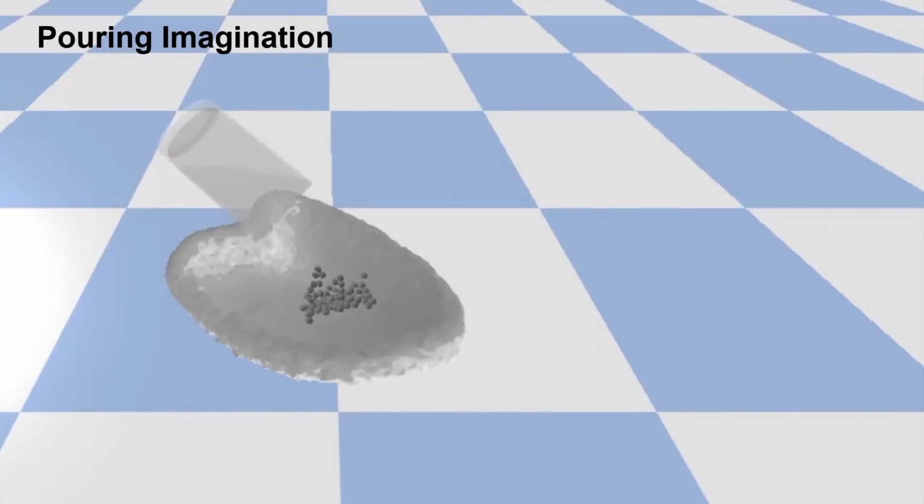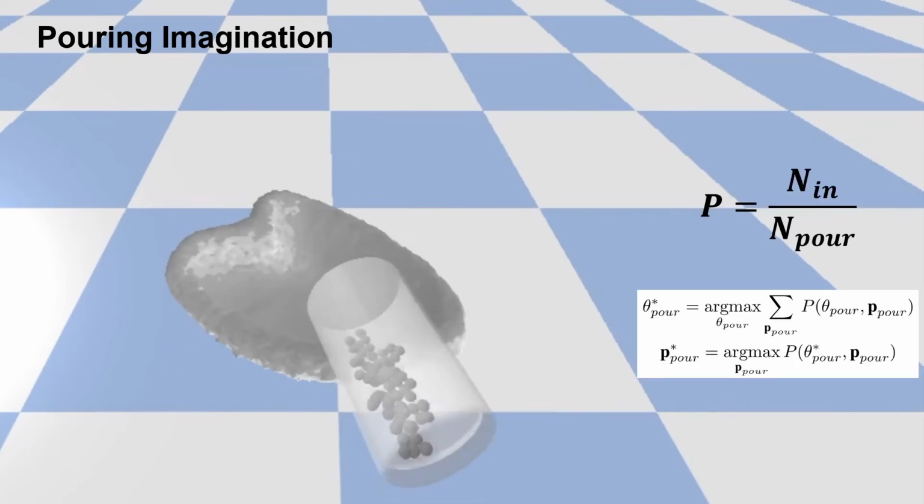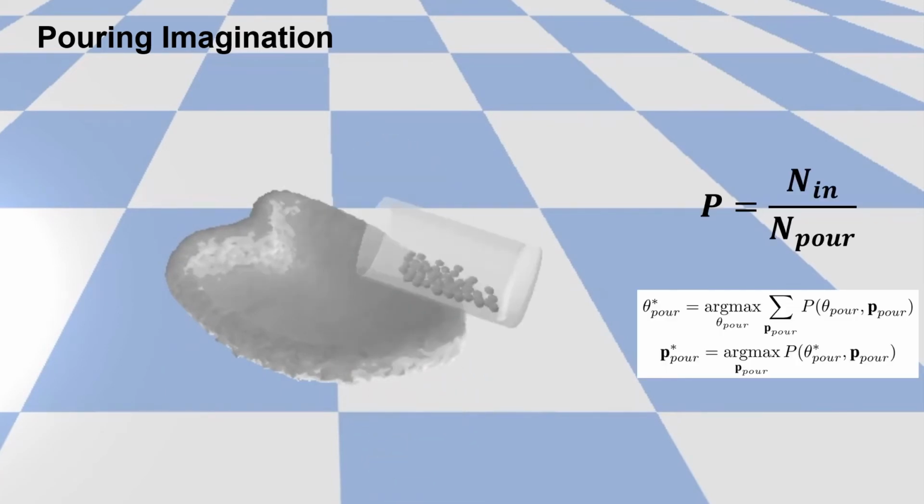If the object is classified as an open container, the robot proceeds to pouring imagination. In pouring imagination, the robot simulates pouring from different positions and orientations. The particle in object ratio of each pouring is recorded for selecting the pouring position and orientation for real robot autonomous pouring.